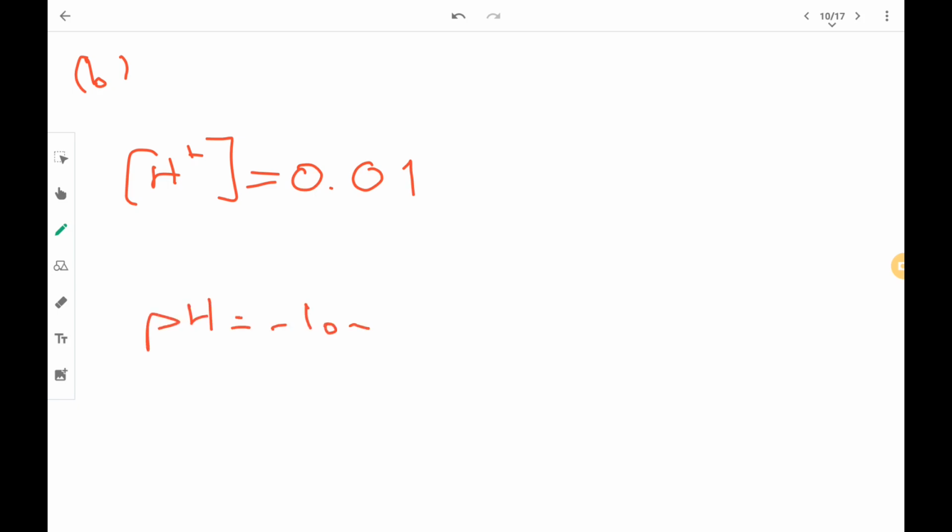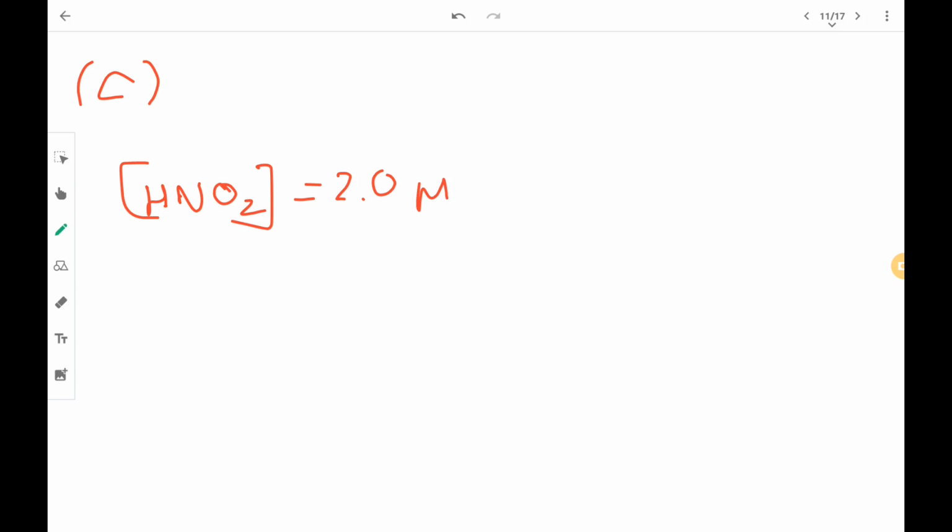Now for part B, they wanted to find the pH. As we know from part A, the concentration of H plus is 0.01. So I can just do pH equals minus log concentration of H plus, which is minus log of 0.01, from which you will get 2.0.